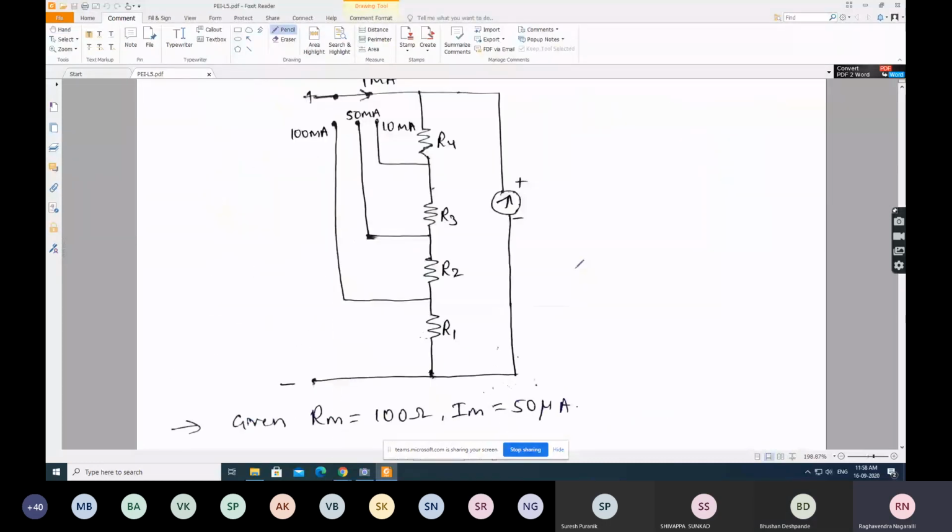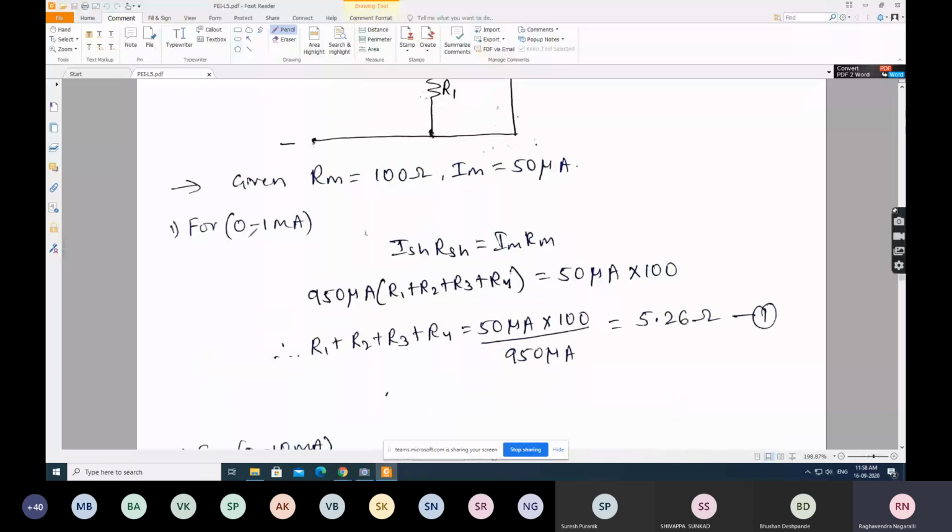Given value, I is 1 milliamp, and we know from the previous class that I is equal to ISH plus IM. Total I is equal to ISH plus IM, and this I is nothing but the range, the full scale value of the range that we are going to build this multi-range ammeter for. The highest value of the range is taken as I, and I is equal to ISH plus IM, and we know the IM value.